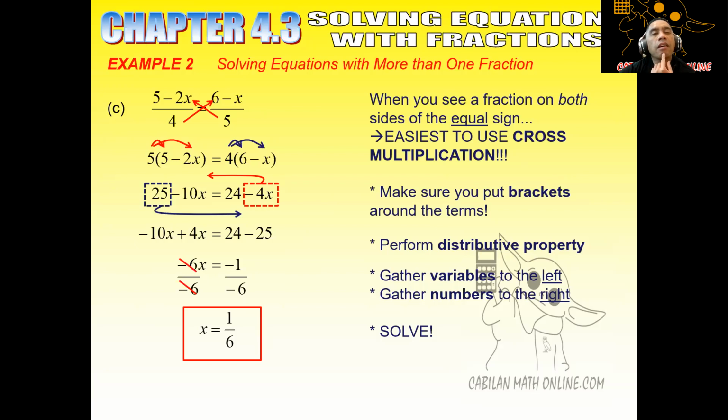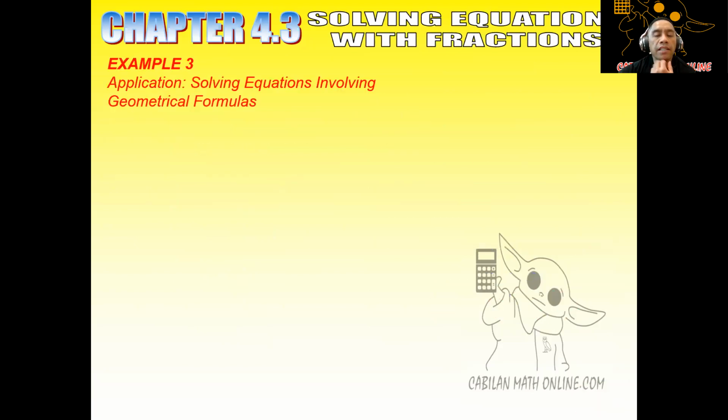All right, so next thing we're going to do, we're just going to look at a word problem here so we can see how we can actually use a geometric formula, specifically the area of a trapezoid, which happens to have a fraction in it, and how we can use that to solve a problem for an unknown dimension.